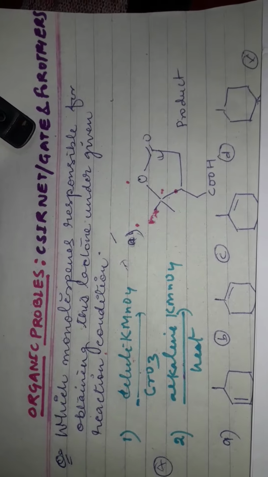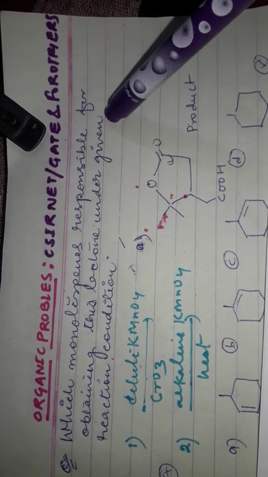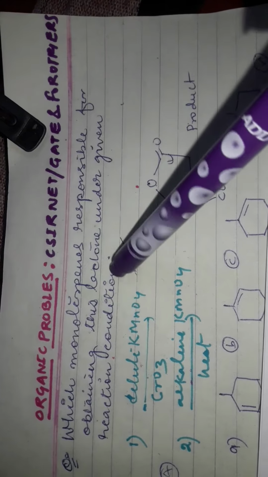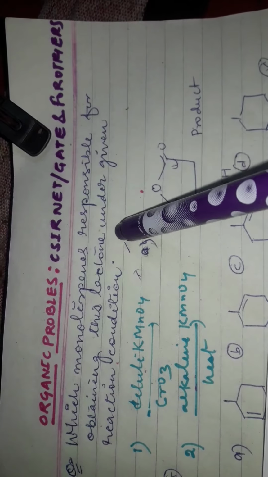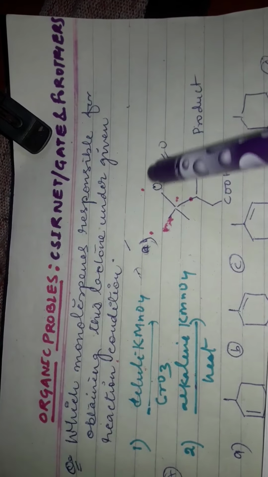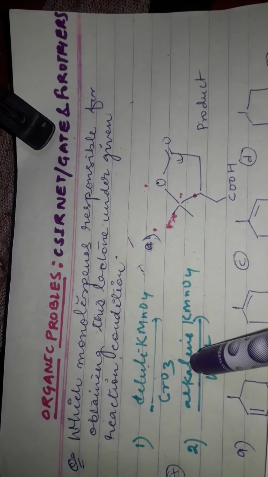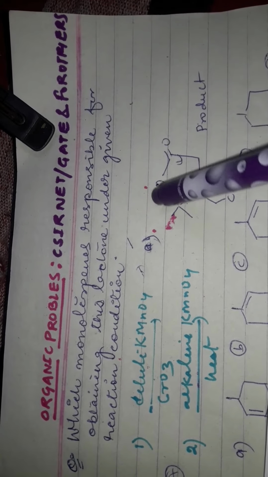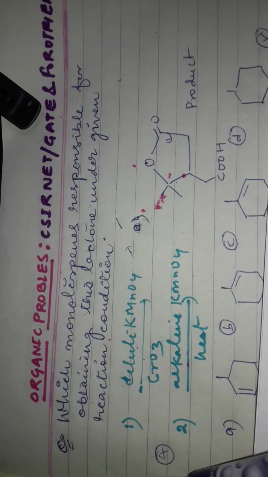Friends, today we are going to discuss one more organic problem. The problem has been asked in CSIR NET and other state level exams. The question is asking which monoterpene is responsible for obtaining this lactone under the given reaction conditions. The product is mentioned here and the conditions are given, but the starting material is not given. It is blanked here.